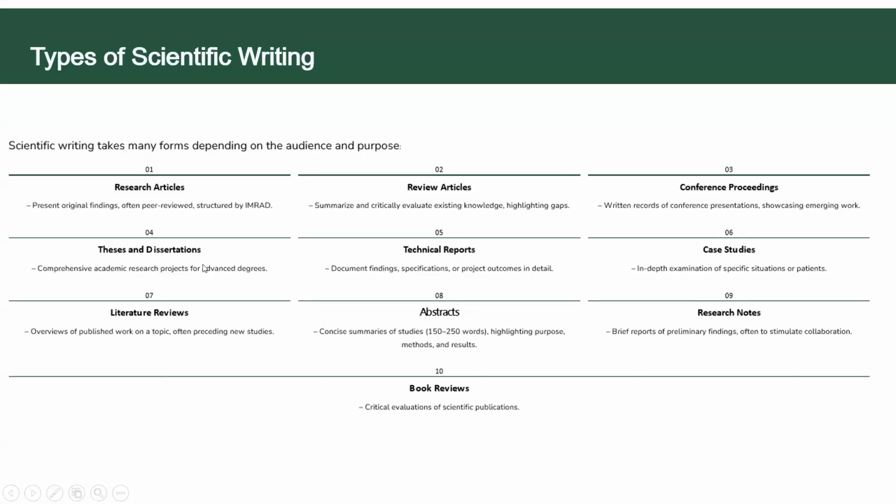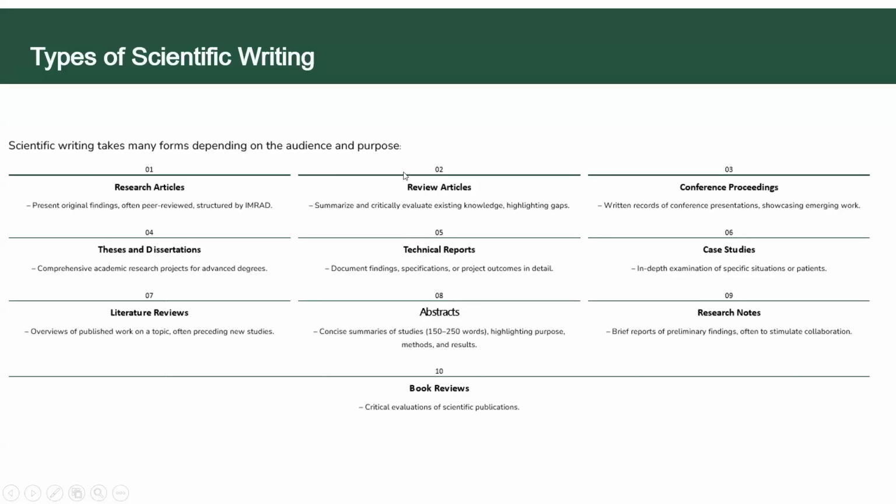Mostly students use these two things. Newbies use these two types: research articles and review articles. You must know what a review article is. You can start your writing by doing review articles, because for that purpose you don't need to collect new data. You don't need to gather new information.